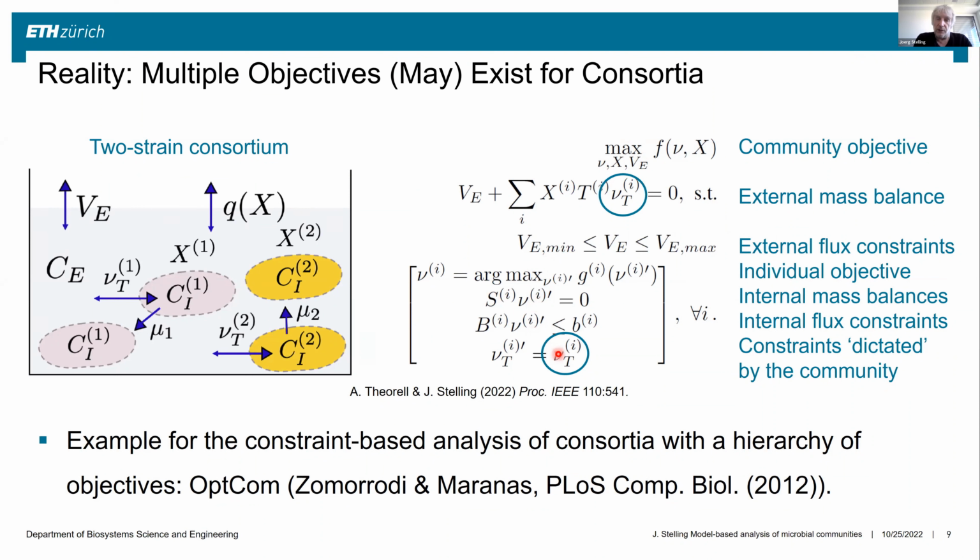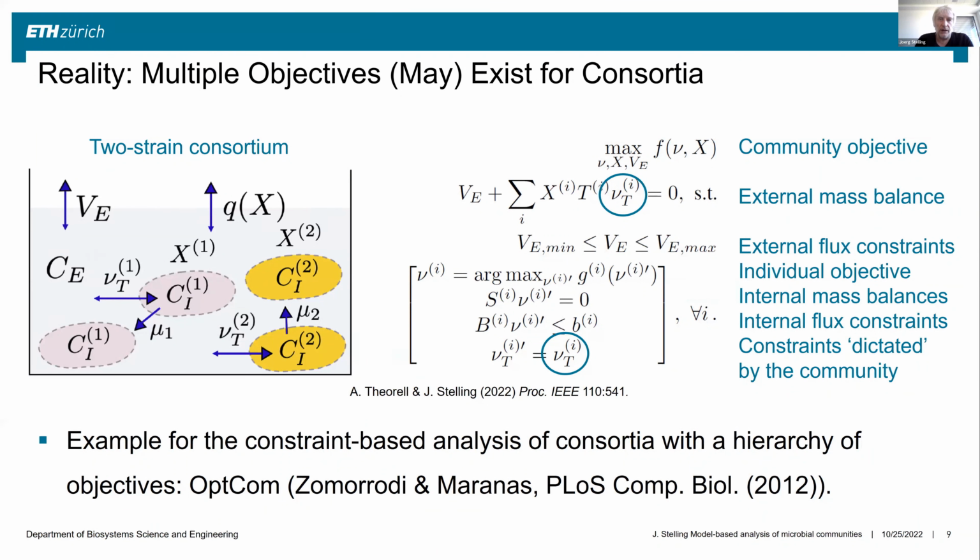But the constraints by the community enter only very indirectly. You see this here. And it's unclear essentially how this relates to the physical reality that in the real consortium, the exchange is via the external environment. So that's what we're trying to address, trying to advance this a little bit more.